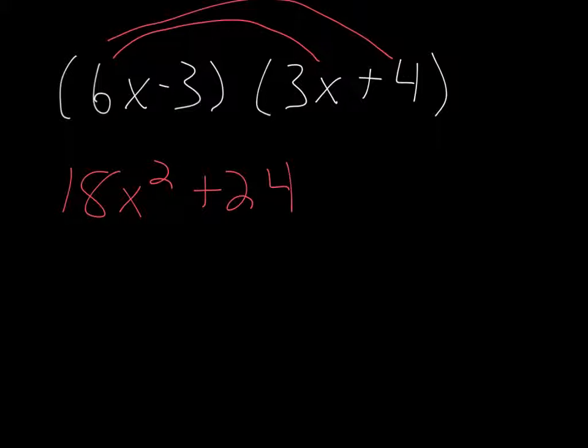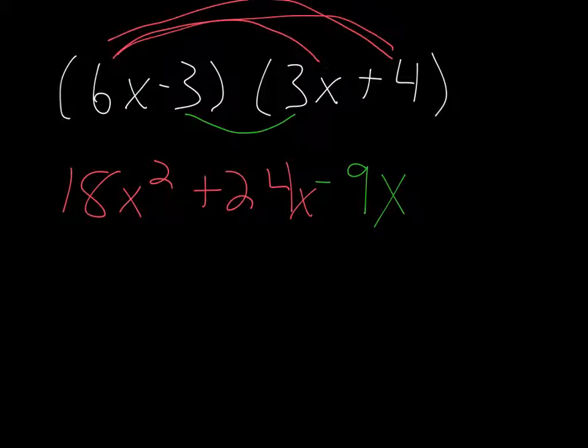Then I got to go back and distribute again. It's a negative 3. So negative 3 times 3x is negative 9x. Oops, sorry, I forgot to put my x here when I distributed 6x times 4. Go back and slip my x in there. All right, going back to our negative 3. Negative 3 times 4, we get negative 12.